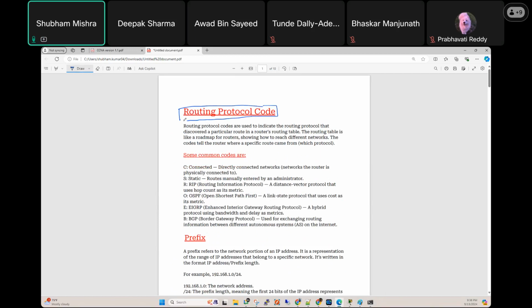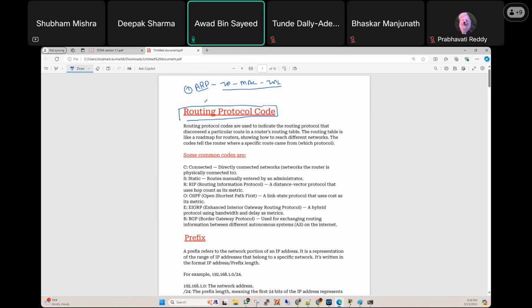What do you mean by routing protocol code? Routing protocol code means when you check the routing table of a router, I already told you, a router maintains one table. The name of that table is the routing table. Router maintains 2 types of table. One table is the ARP table. In the ARP table, the router maintains which information? IP, and IP is mapped with MAC address and interface. Yes, everyone?